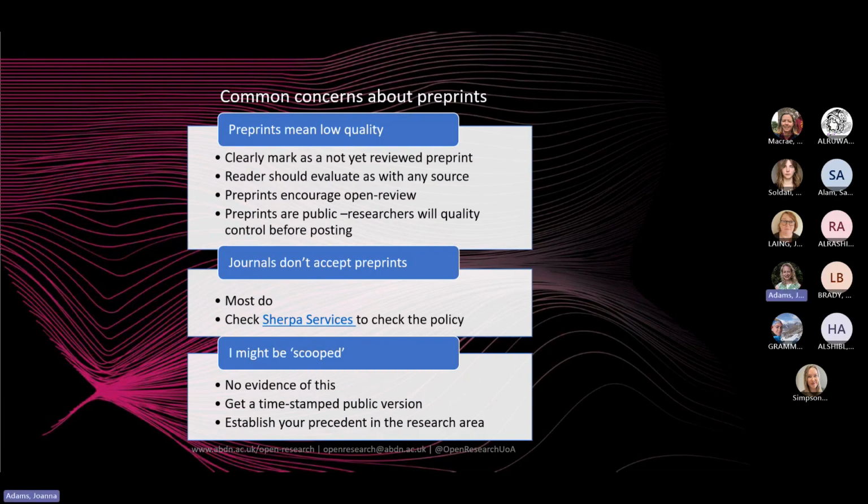You might be worried that your research might be scooped or stolen by someone else, but there's actually no evidence of this. And because you're establishing your precedent in the research area at an early stage, and you've got that time-stamped public version, it would be really bad practice for someone to do that. You have that evidence, and it would not be good for their own reputation or their career if they did that. So we don't think that would be an issue.